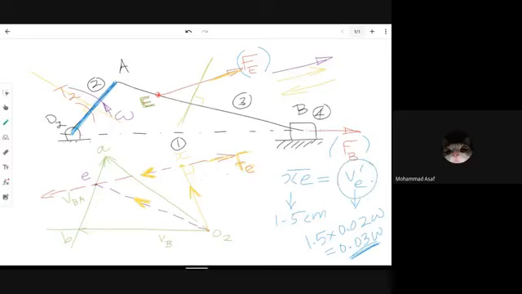Is that clear? Yes, sir. Is it clear how we have found out the value? Yes, sir. So velocity V dash E is equal to 0.03 omega. Now velocity V dash E is nothing but the value of vector XE. What is XE? XE is the component of velocity of point E along the line of action of force FE.